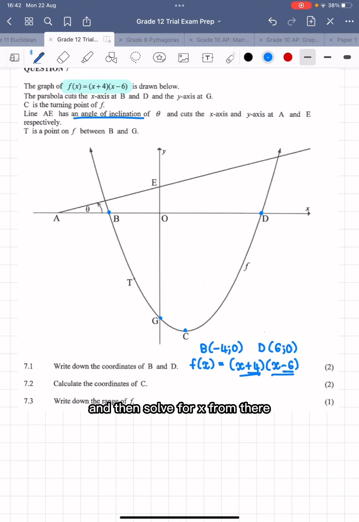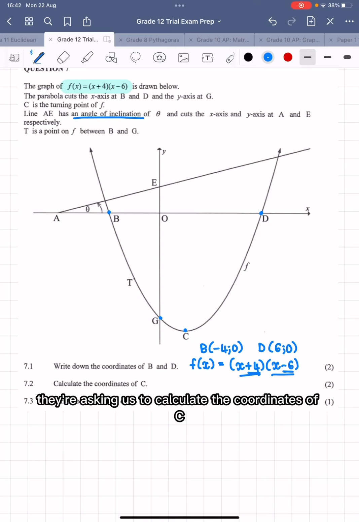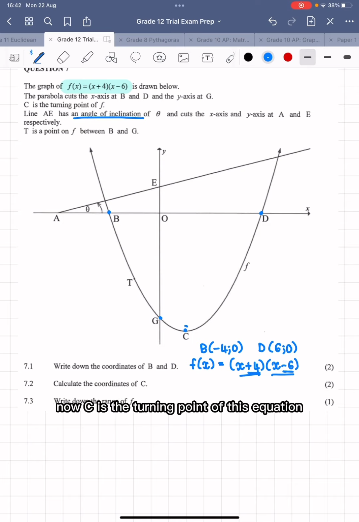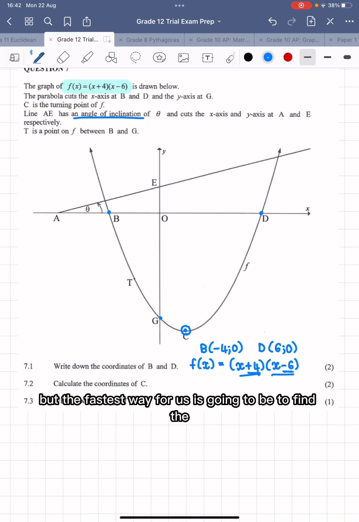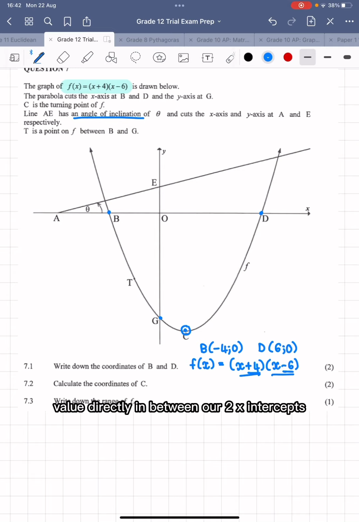We would get that if we were to make each of these brackets equal to 0 and then solve for x from there. The next question, they're asking us to calculate the coordinates of C. Now, C is the turning point of this equation. There are various ways in which you could do that, but the fastest way for us is going to be to find the value directly in between our two x-intercepts.